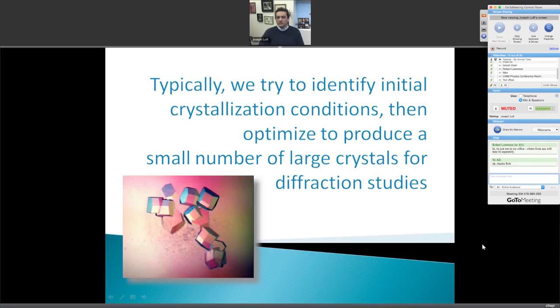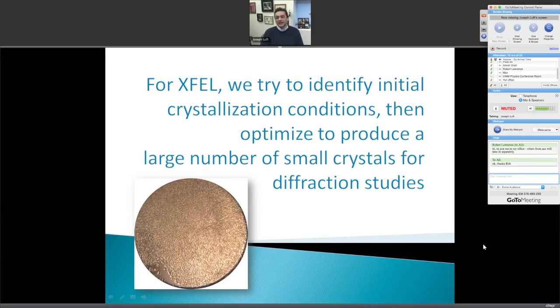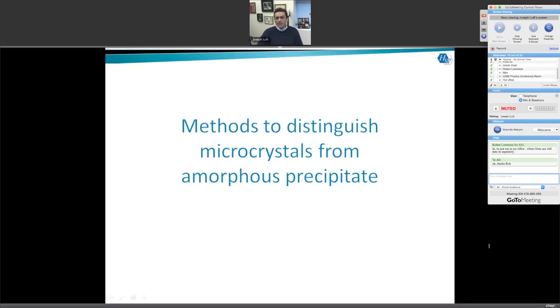But we're doing something very different for XFELs. Instead of trying to identify or optimize conditions to produce a few large crystals, we're going to try to produce a large number of very small crystals for the diffraction analysis. So it's a backwards way to look at things for traditional crystallizers. But as I said, all of the theories and all of the mechanics are the same. It's just thinking about things in a slightly different fashion.